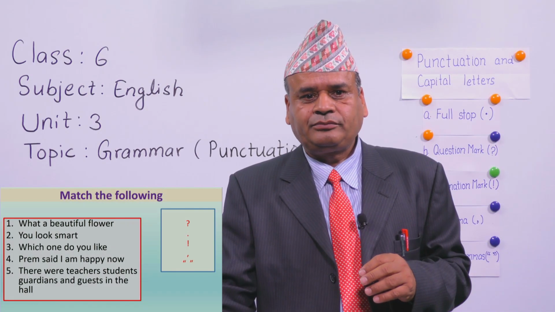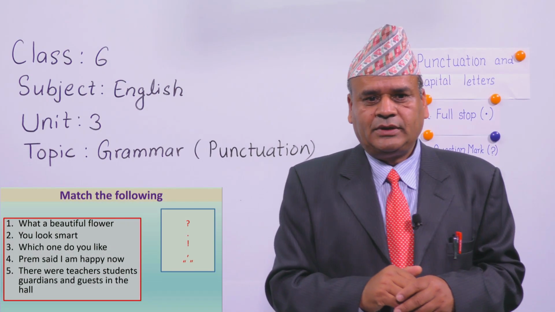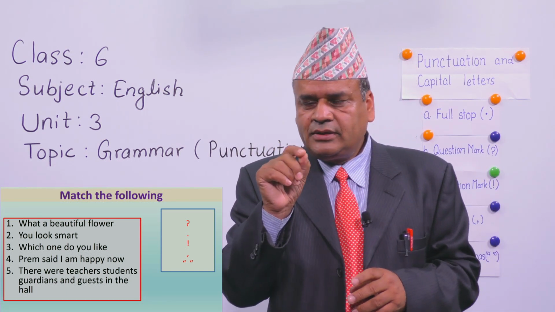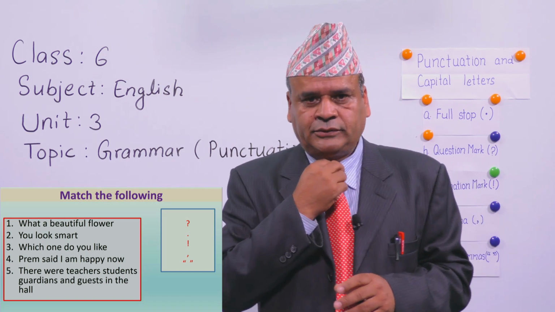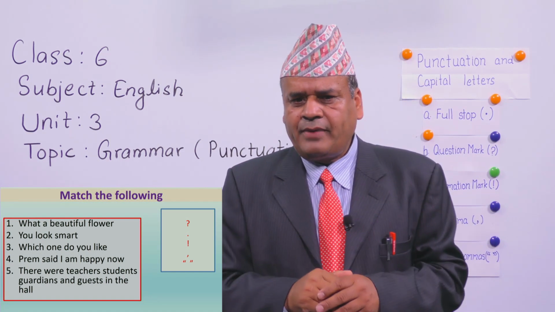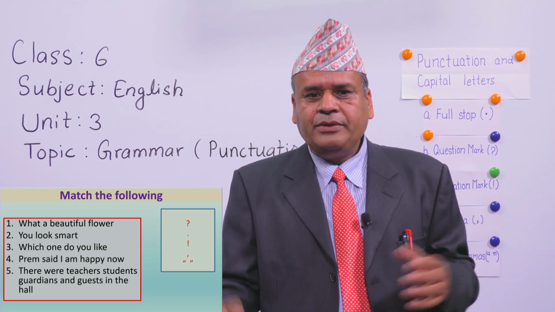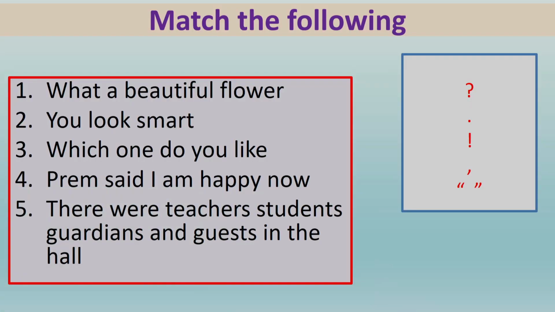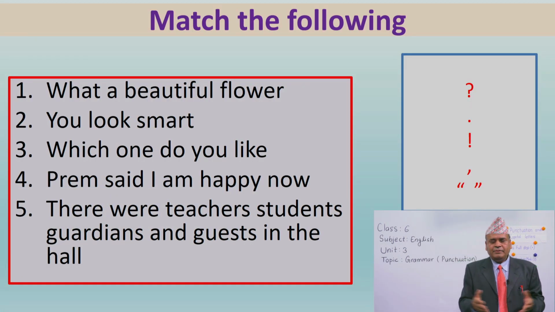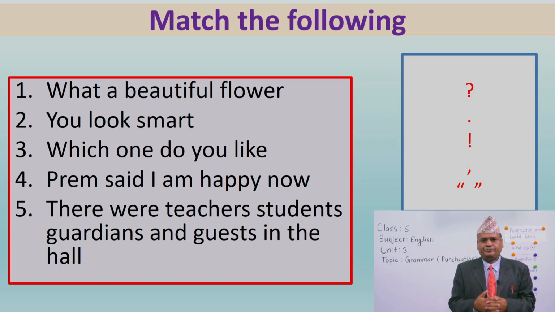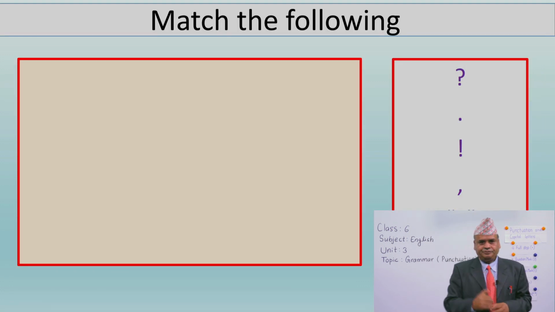And next is, match the following. In each sentence, you need a mark, okay? What a beautiful flower. What marks do you need, okay? And you look smart. Which one do you like? Prem said, I am happy now. There were teachers, students, guardians, and guests in the hall. We have to use different marks there. Now let's match, okay?